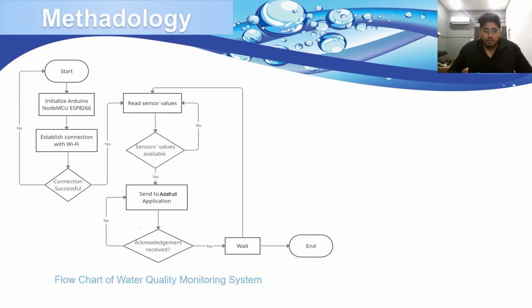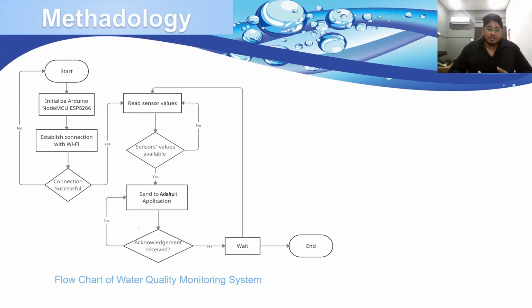And now we have the flowchart of my water quality monitoring system, which is more in detail over here. At first it starts and then initializes the Arduino Node MCU ESP8266. It then establishes a Wi-Fi connection, and if the connection is successful, it moves on to reading the sensor values. If it doesn't connect to the Wi-Fi yet, it goes back to start and loops until it connects to the Wi-Fi.